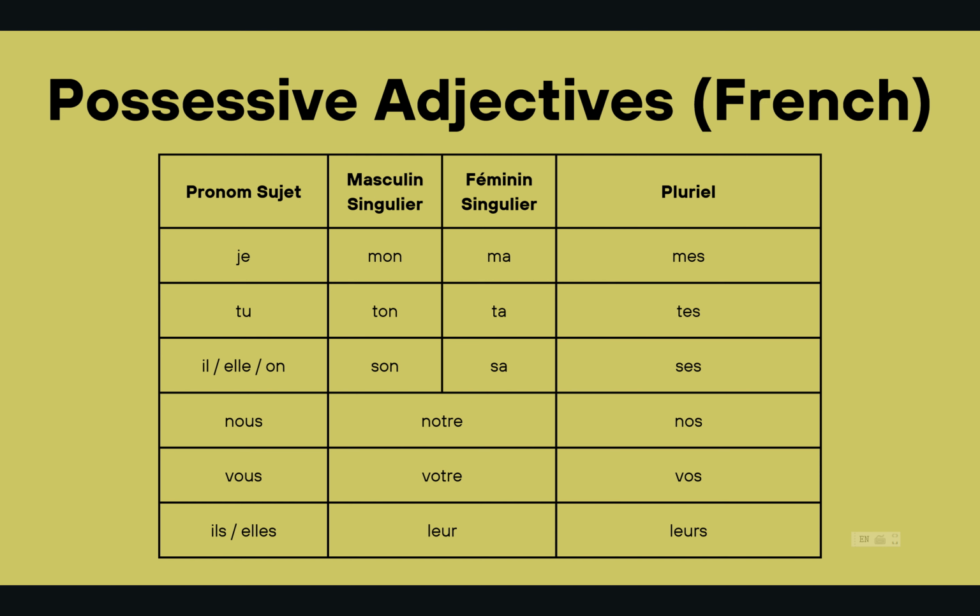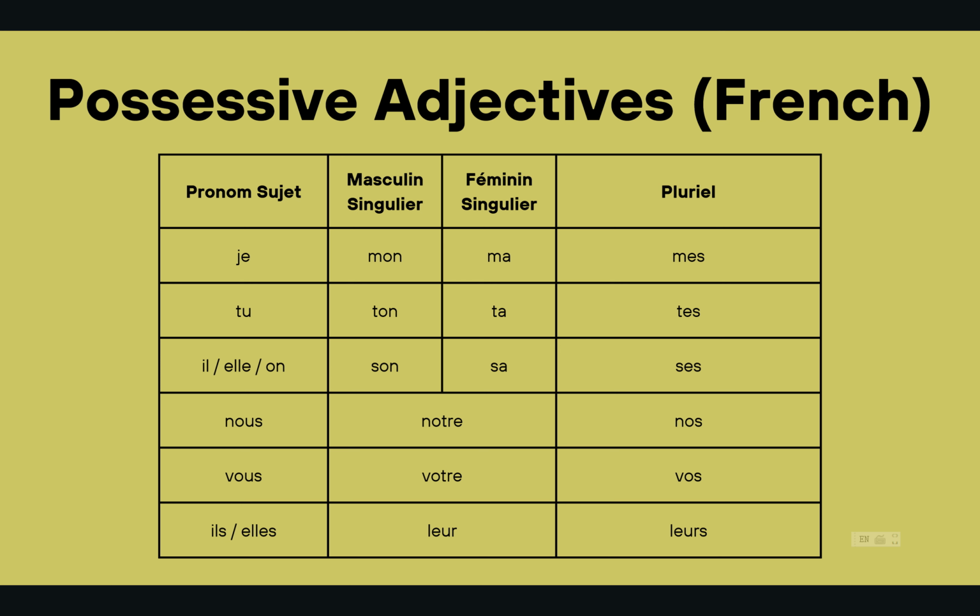For the pronoun il, elle, on, we have son, sa, ses, for masculine singular, feminine singular, and plural form, respectively.